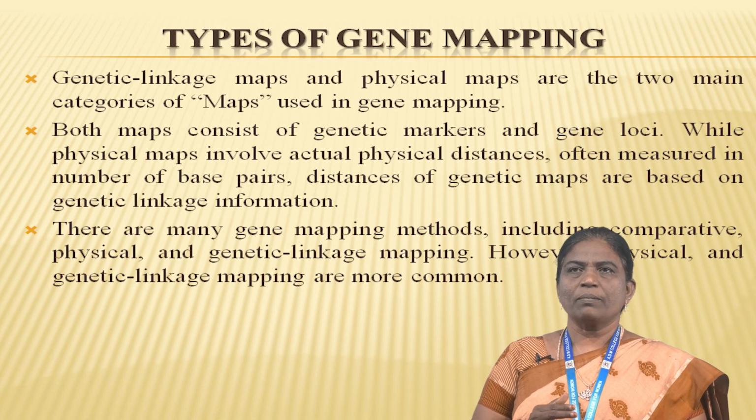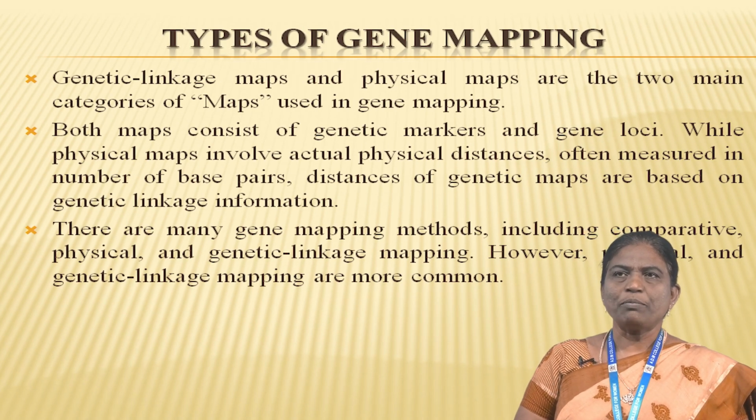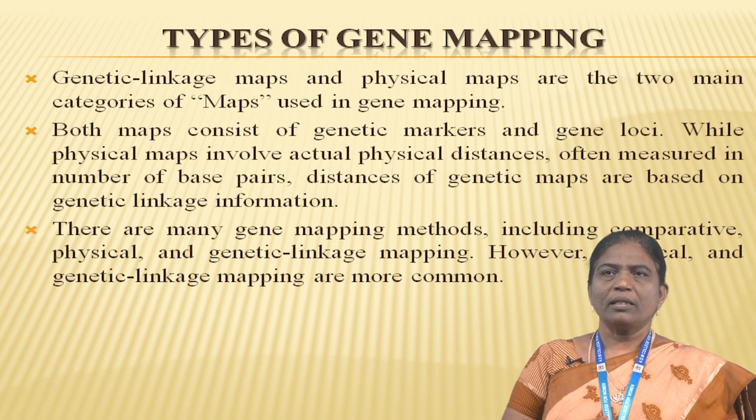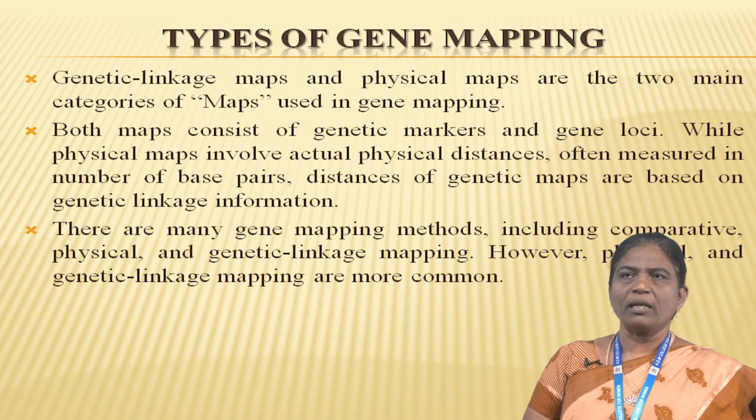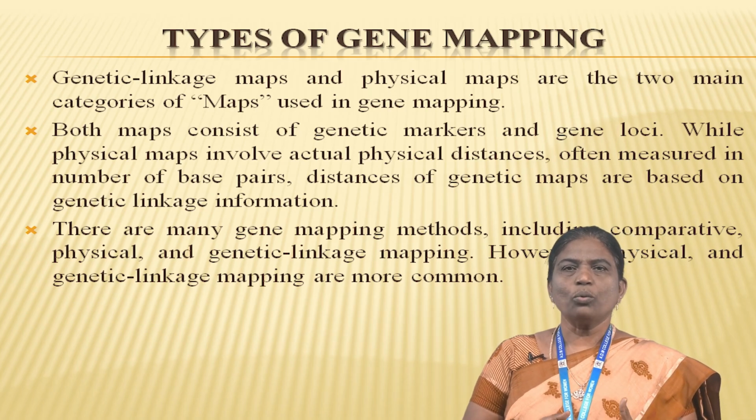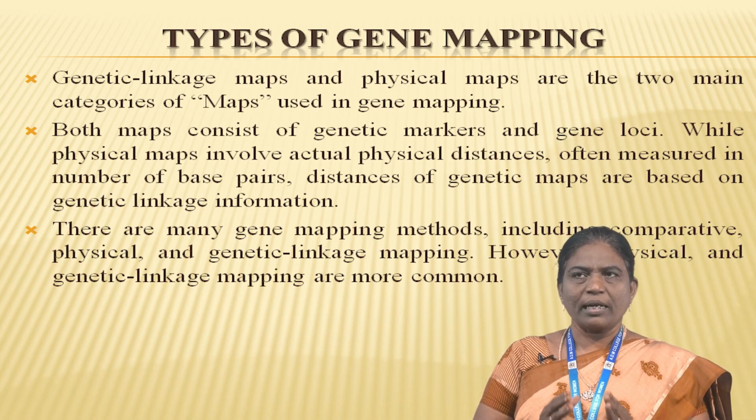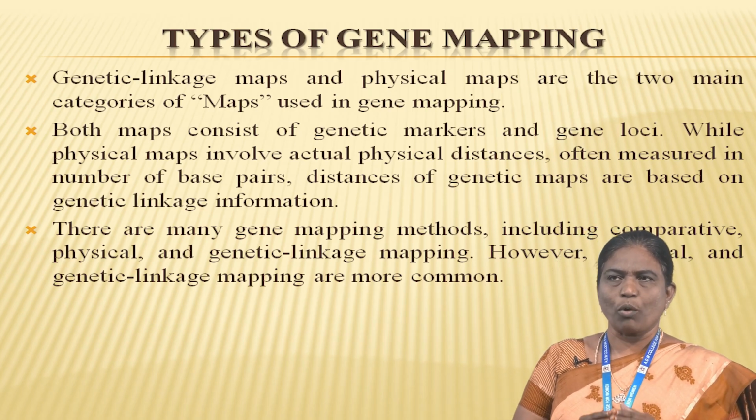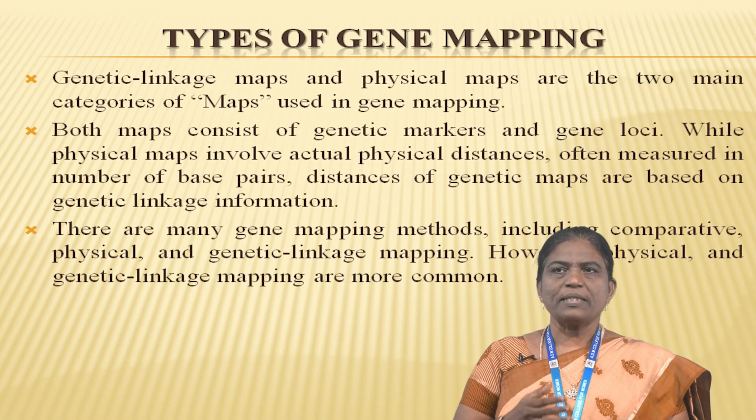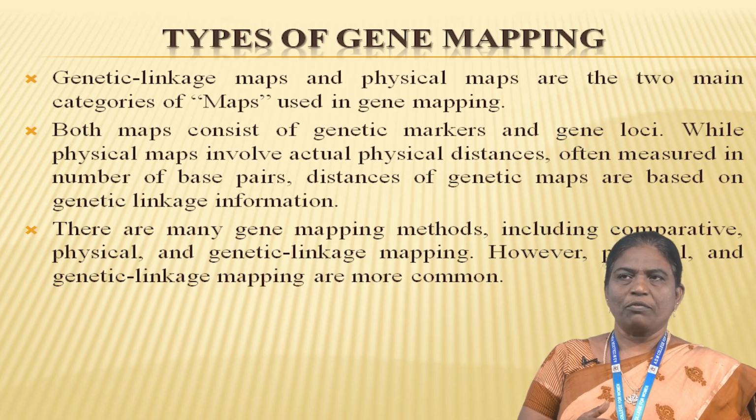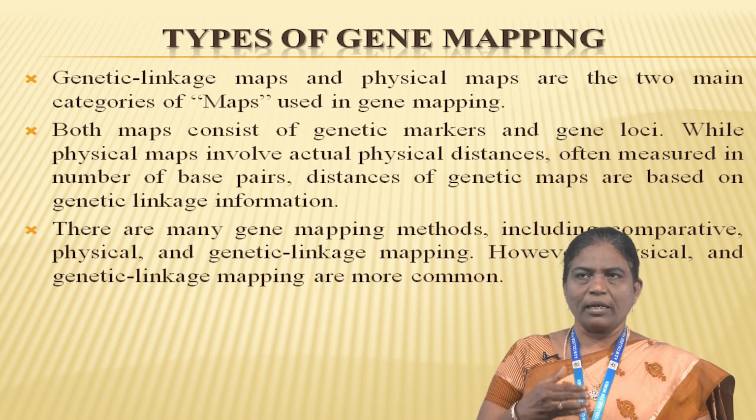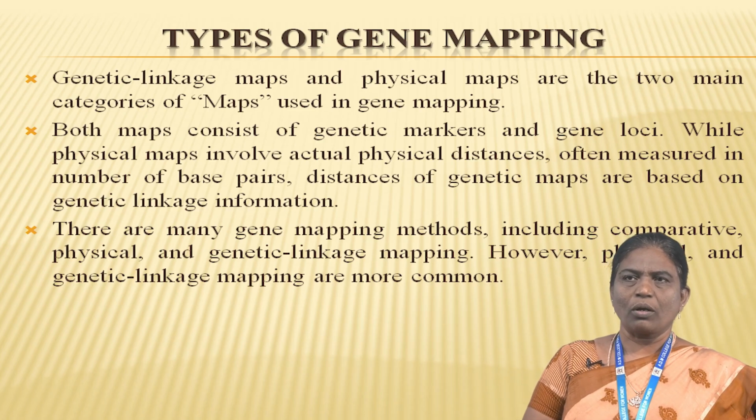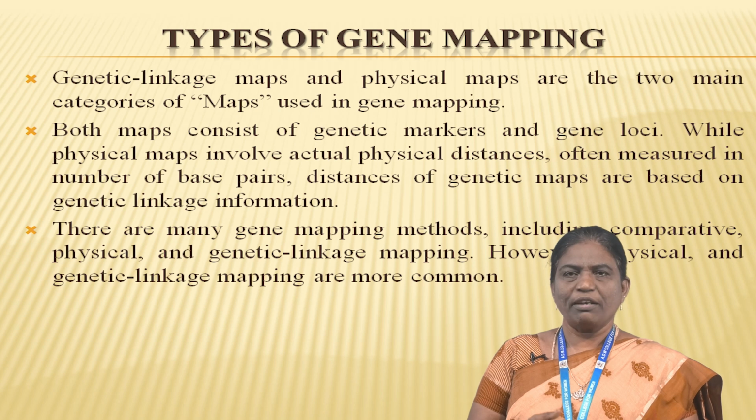Let us see something about the types of gene mapping. The genetic linkage maps and physical maps are the two main categories under gene mapping. Both maps consist of genetic markers and gene loci, while physical maps involve actual physical distance, often measured in number of base pairs. Distances of genetic maps are based on genetic linkage information.